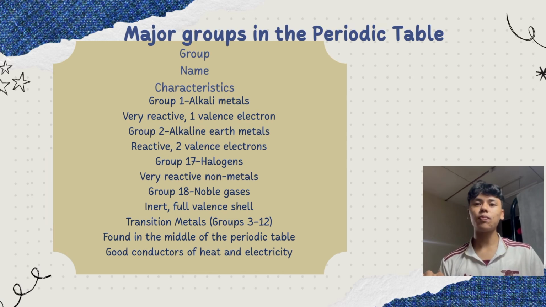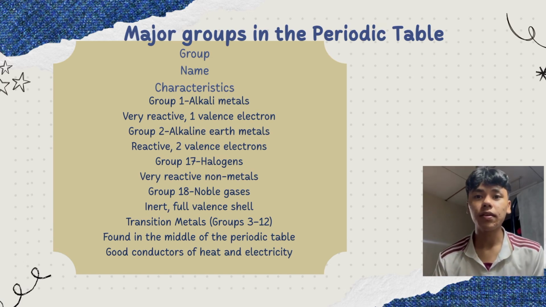Next one is group 2, which is the alkaline earth metals, which are less reactive compared to group 1. Calcium is important for strong bones and teeth in our body. Other than that, group 17 contains the halogens, which are highly reactive because they need one more electron to become stable. Chlorine is commonly used in disinfecting water.